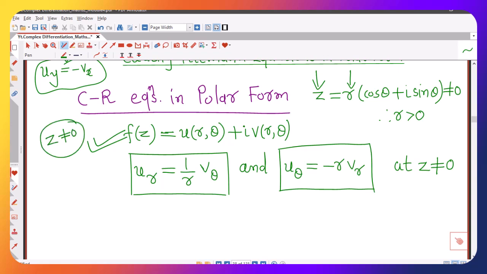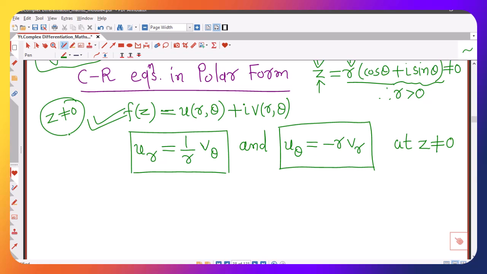points only. At z equal to 0, we cannot use these CR equations to determine the differentiability, because the polar form of a complex variable is defined for non-zero complex numbers only. So if our function is given, then we can use Cauchy-Riemann equations to determine the differentiability at non-zero points only.